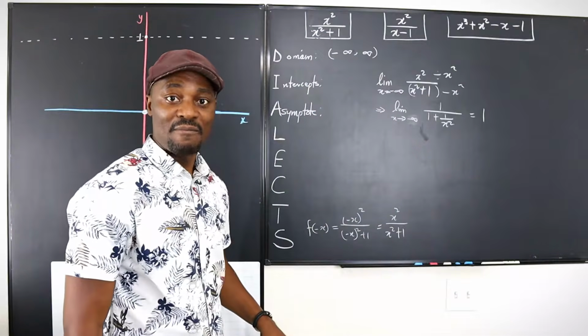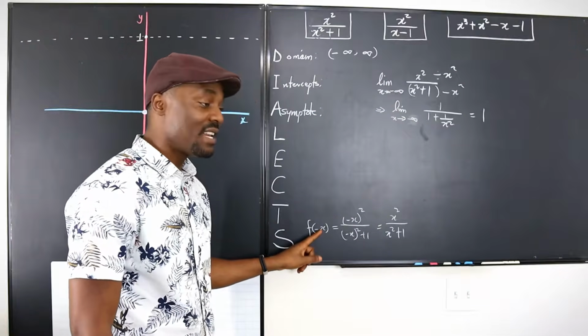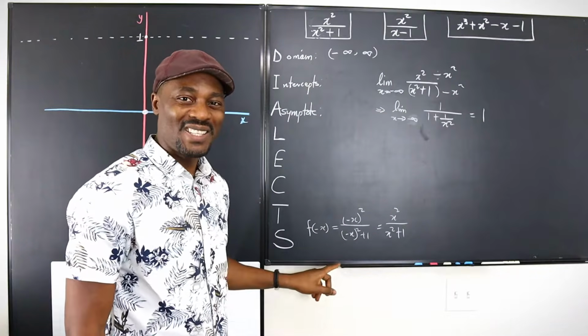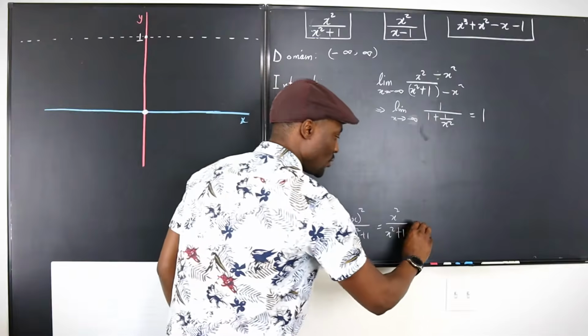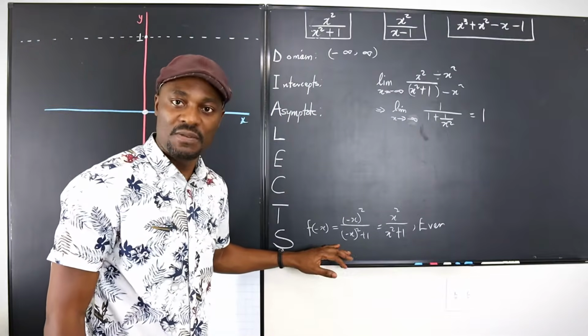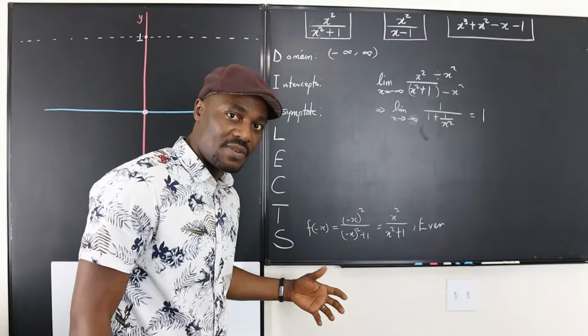It's exactly the same. So if you switch x to be negative x, what happens is you go back to the original function. So this is an even function, okay? So once you found out that it's even, you don't need to do any more tests. That's usually the first test you start with.